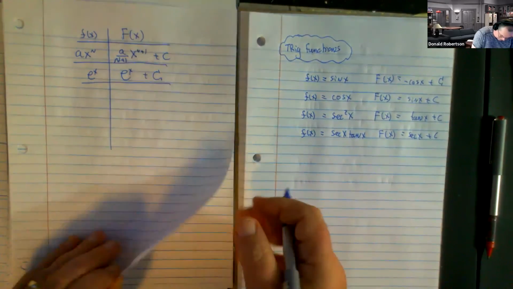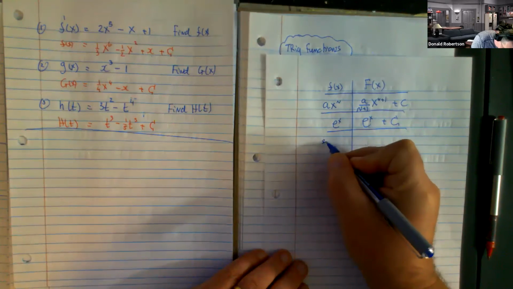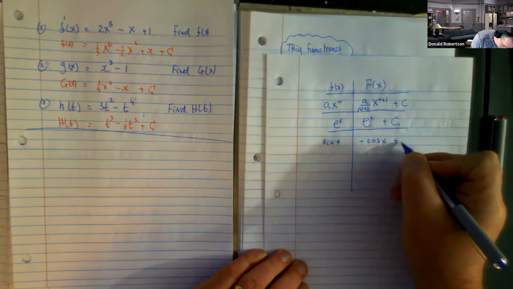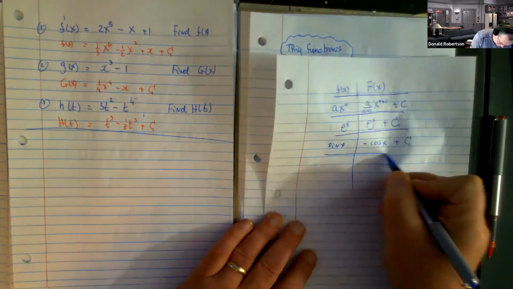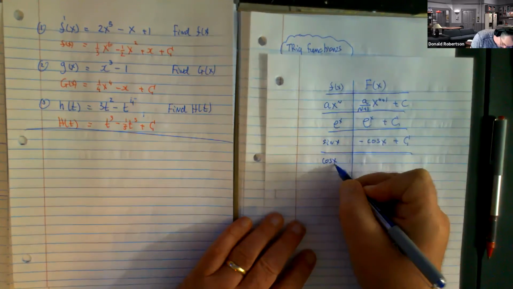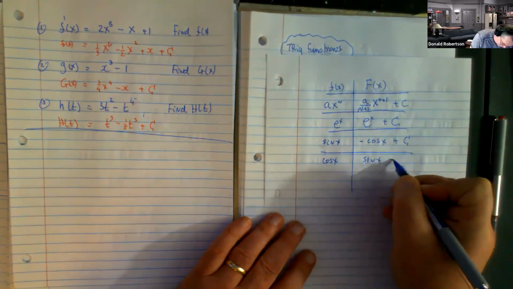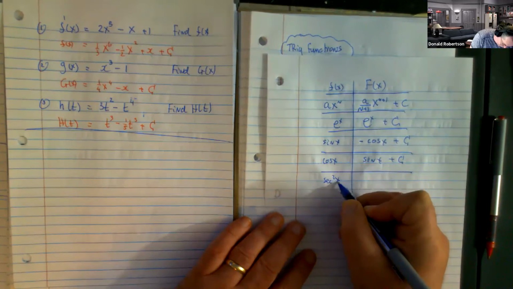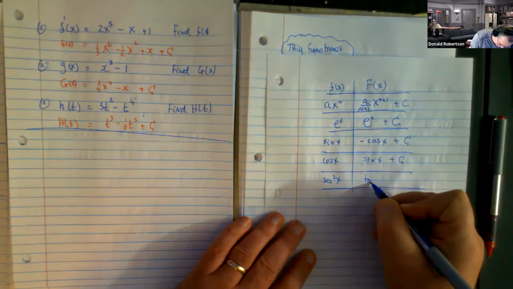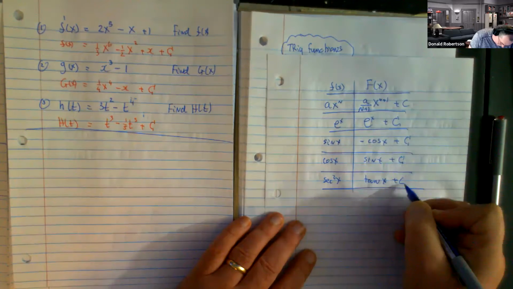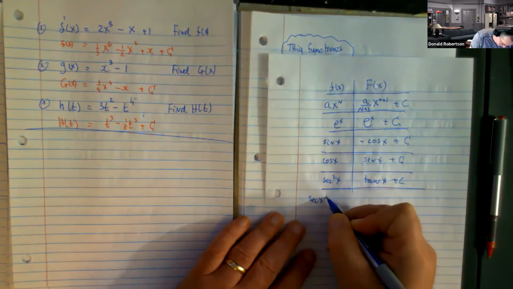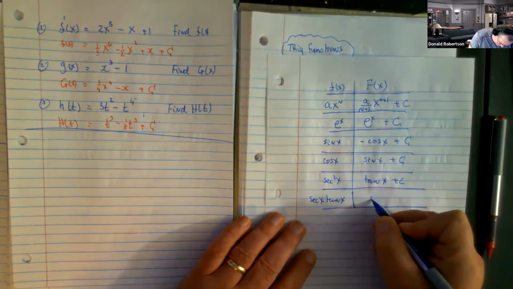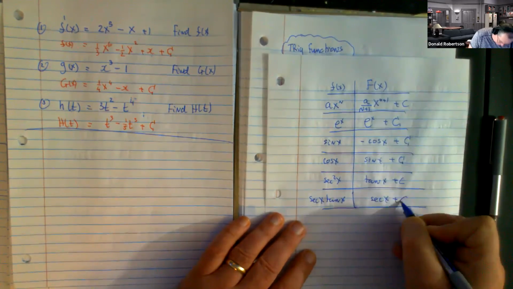So over in my little list, I'm now going to put sine x is the negative of cosine x. Cosine x is a positive sine x. Secant squared x is tan x. And secant x tan x has an antiderivative of secant x.